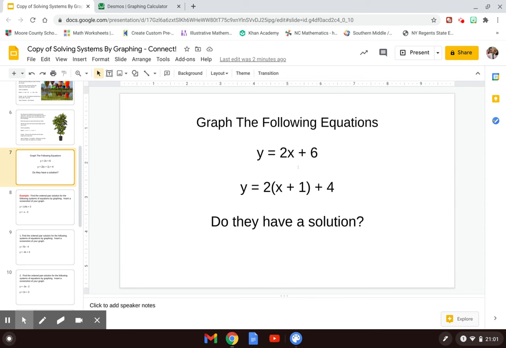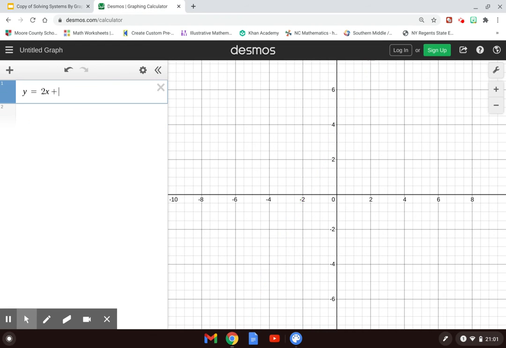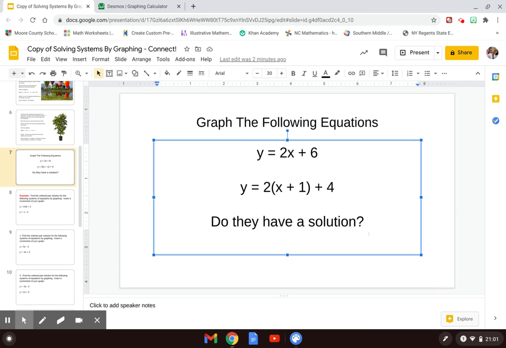And if I look here, the other equation was y equals 2x plus 6. So for something like this, y equals 2x plus 6, this is what we are going to call infinitely many solutions. So do they have a solution? The answer is going to be yes, they have infinitely many solutions.